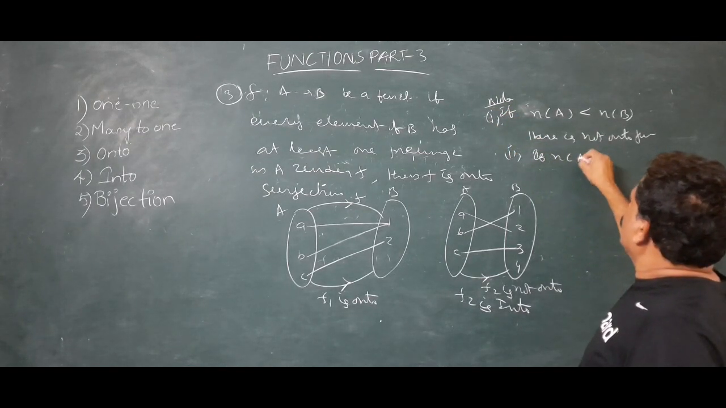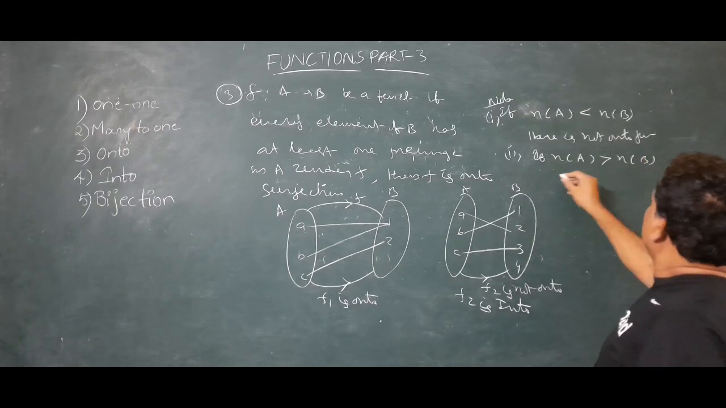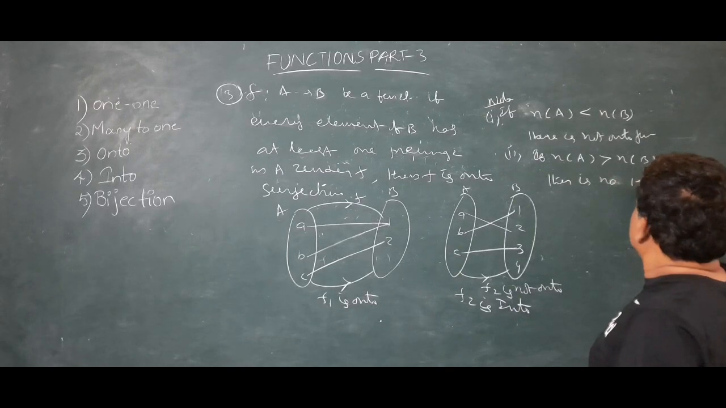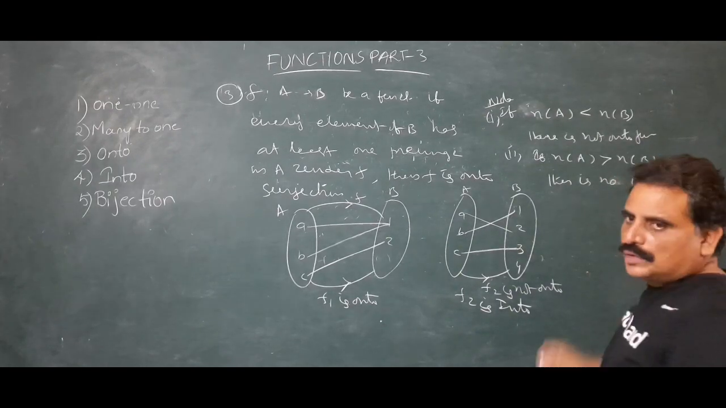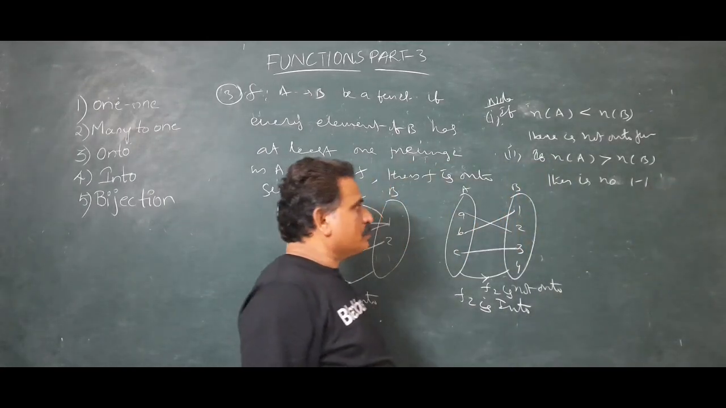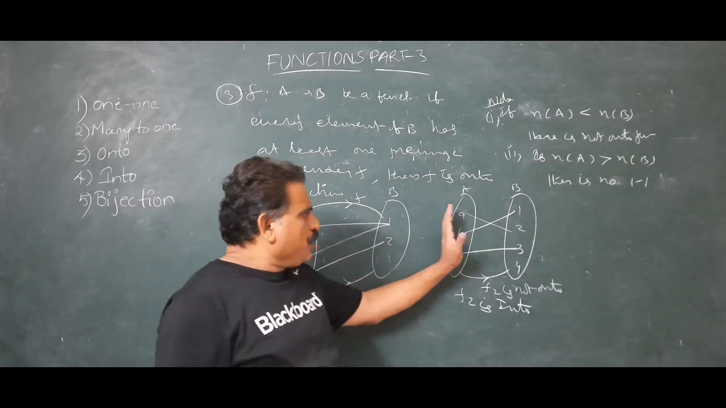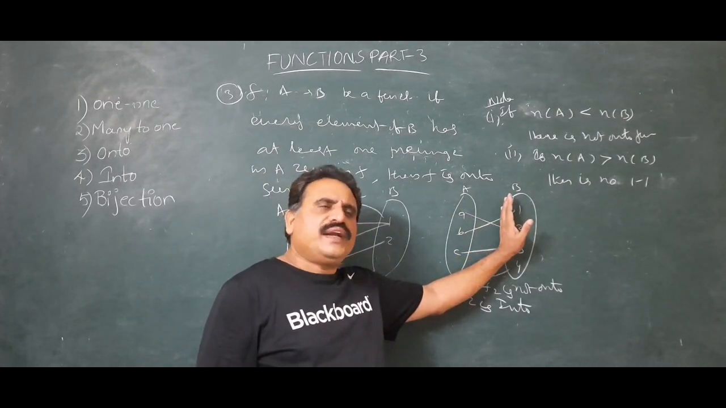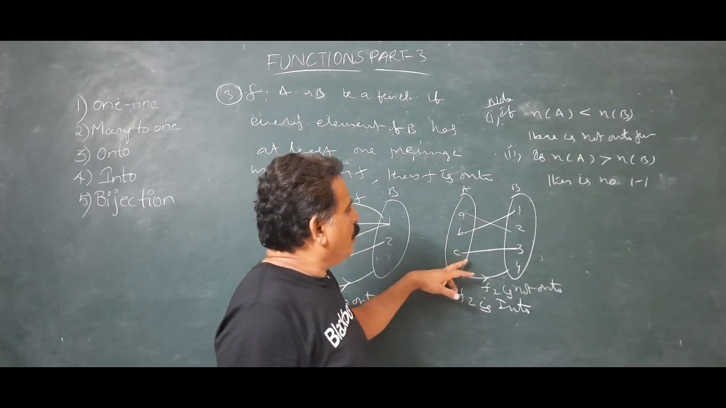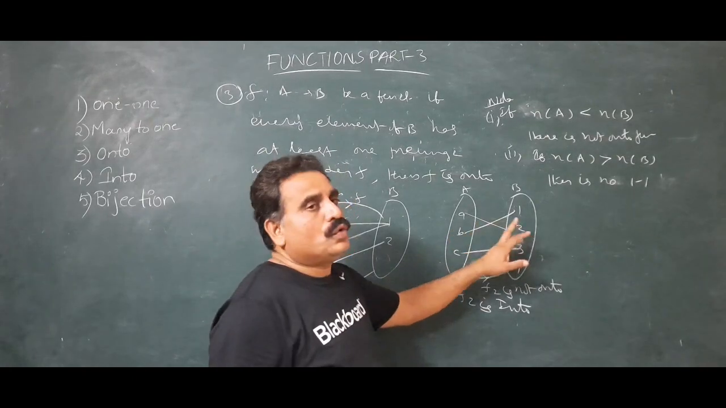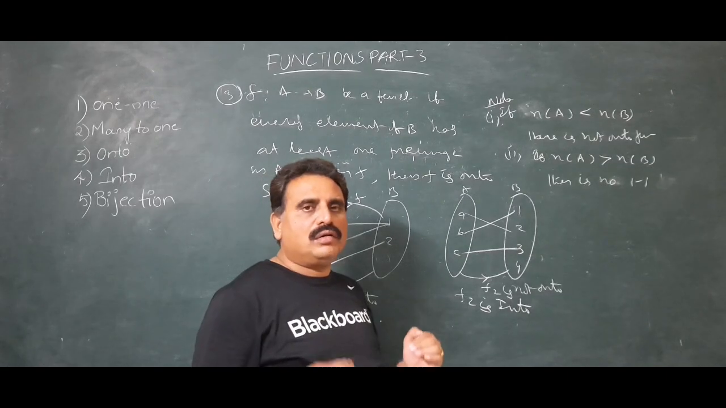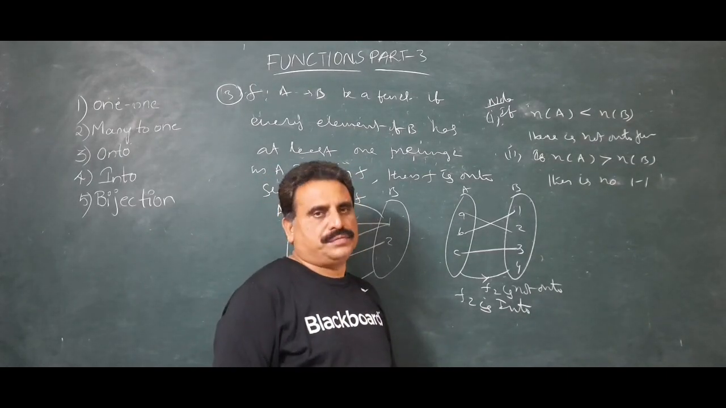If n(A) is greater than n(B), there is no 1-1 function. Here, f mapping from A to B is an onto function only if n(A) is greater than or equal to n(B). Otherwise, we can't define an onto function.